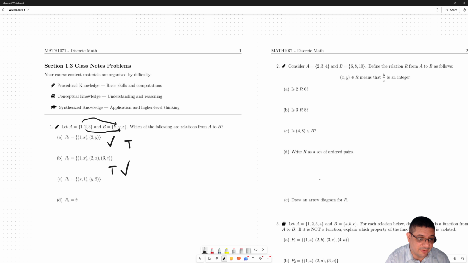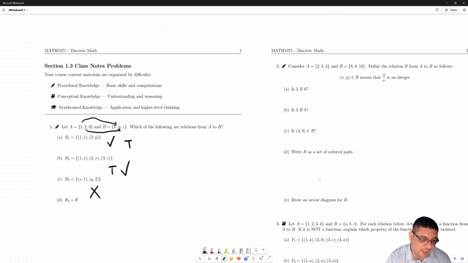Number 3, though, is not a relationship. And the problem is that it has the sets backwards. It has B to A. And so that doesn't match up with the order of the relationship. We need that the first entry is from A, and that the second entry is from B.